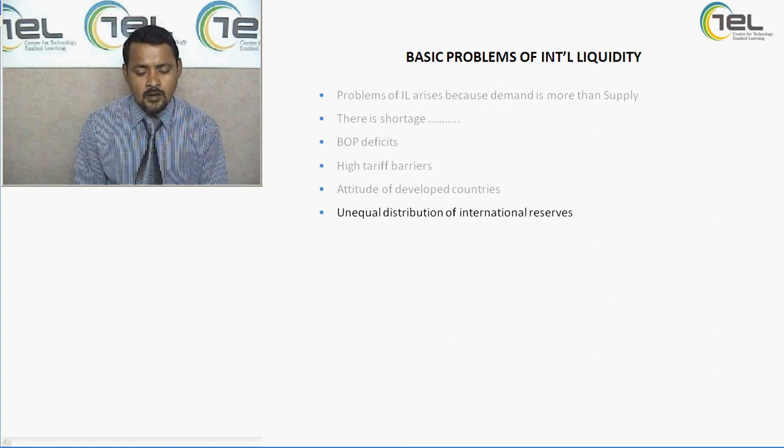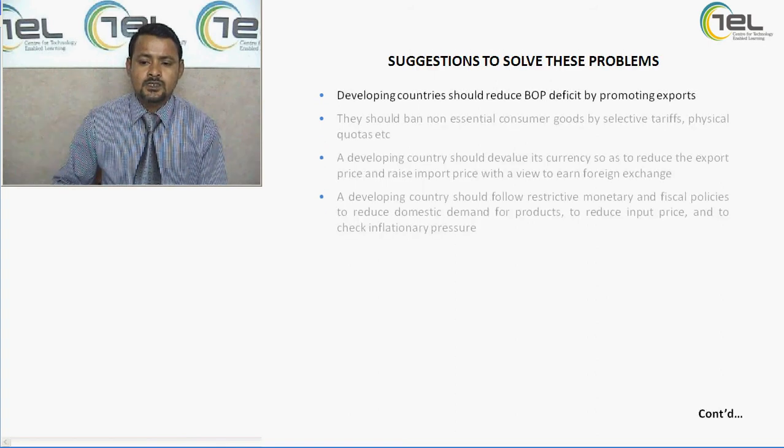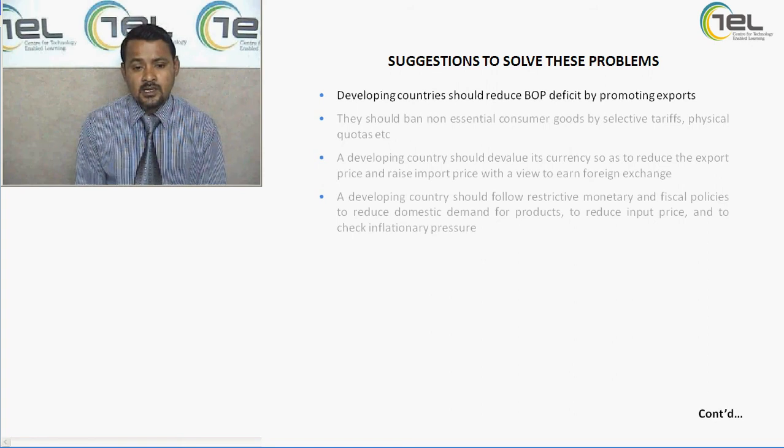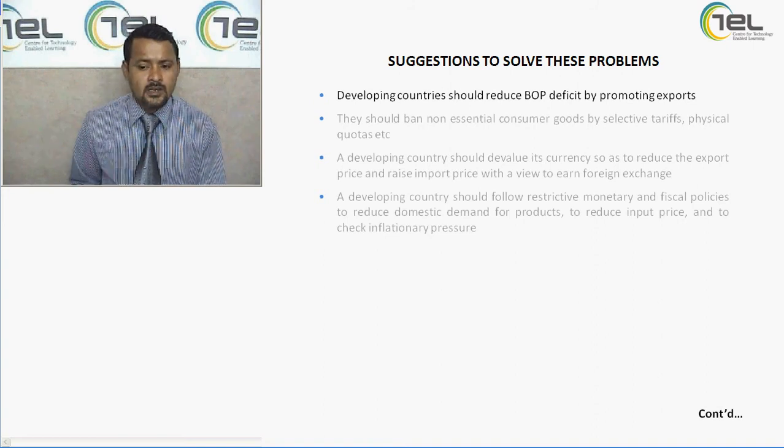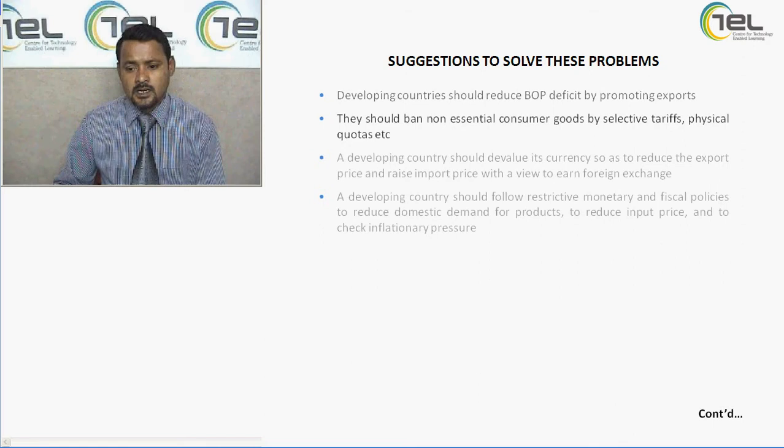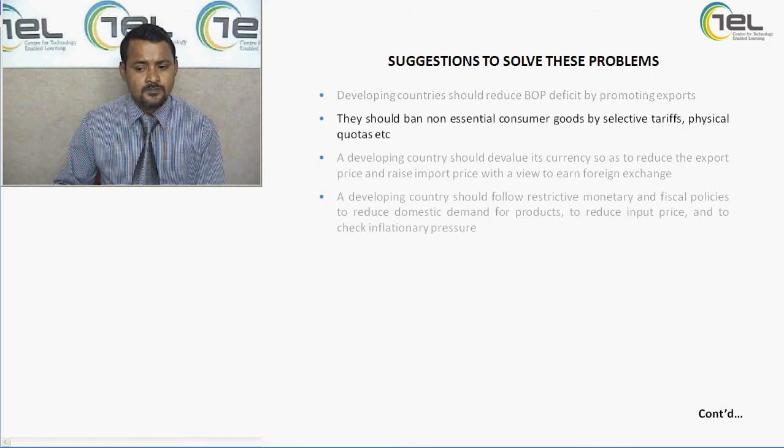There have been some suggestions made to solve these problems. Developing countries should reduce BOP deficit by promoting exports. Developing countries are in a position in which they are always going to be responsible for creating more exports. They should ban non-essential consumer goods by selective tariffs and physical quotas. So they should not allow import of non-essential items.